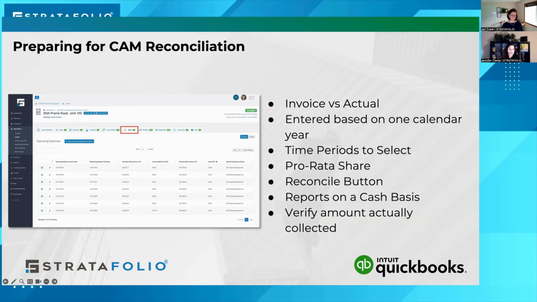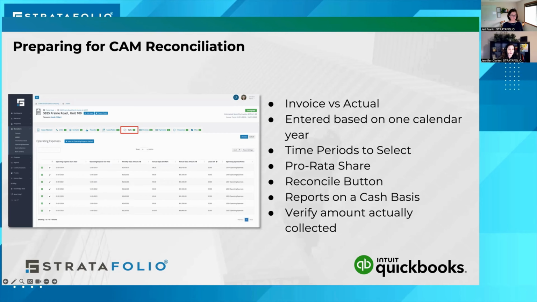You will have different time periods to select when you do the CAM reconciliation, and then the pro rata share. Pro rata share is automatically calculated in Stratafolio, and it's based on unit square footage versus the building square footage. So if you have multiple units, you need to be careful if you're modifying unit square footage because it can change the pro rata shares across the entire building.